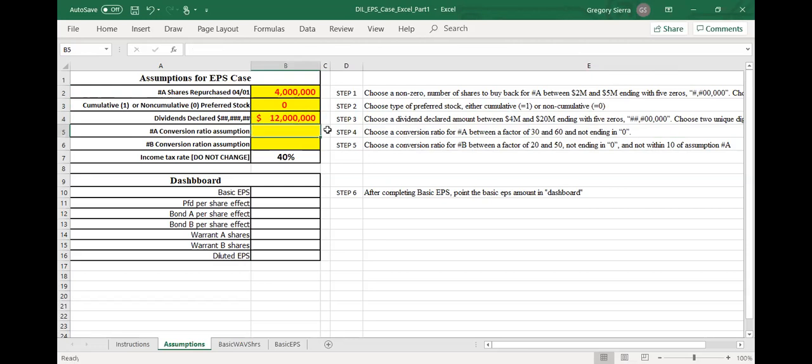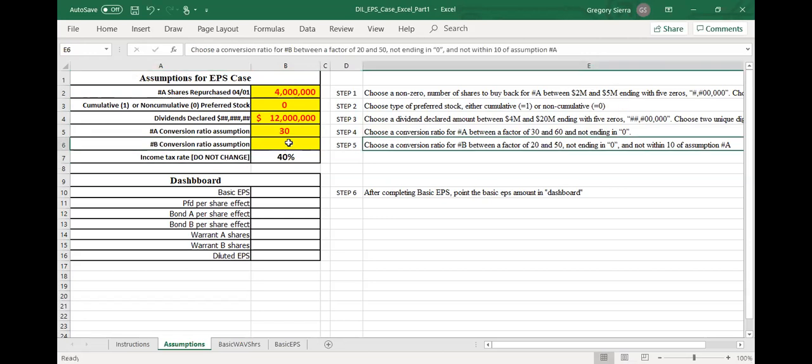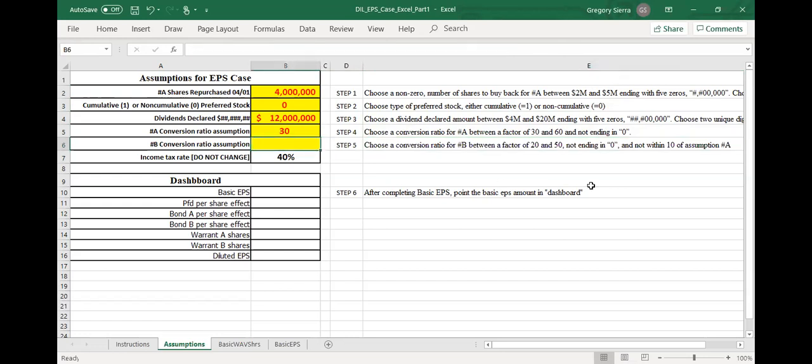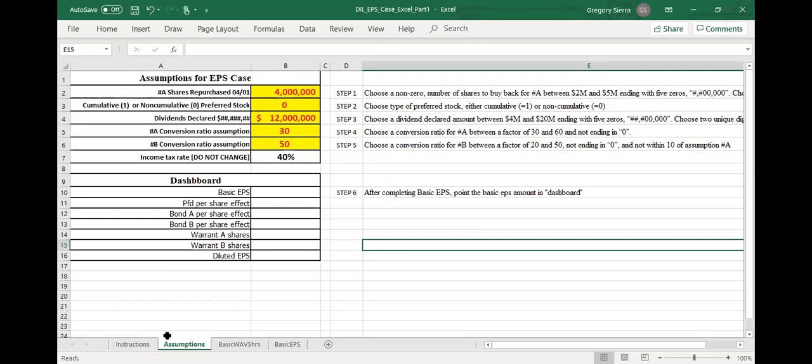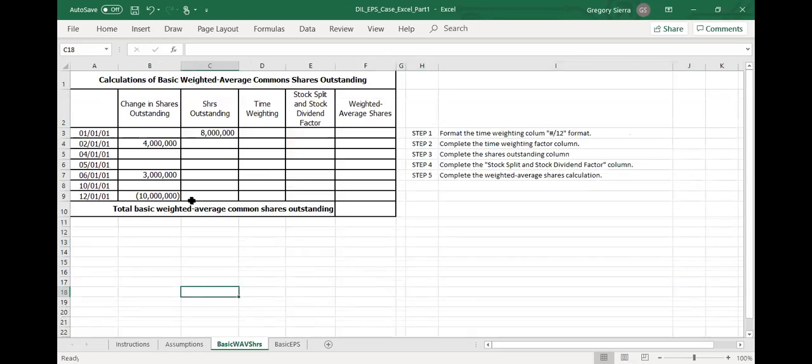Conversion ratio between 30 and 60. Yours isn't supposed to end in 0, so we'll use 30. And conversion ratio, ratio assumption between 20 and 50 for the other one. I'll just throw a 50 in there. Okay, so those are all our assumptions. So now we can go to basic weighted average shares.